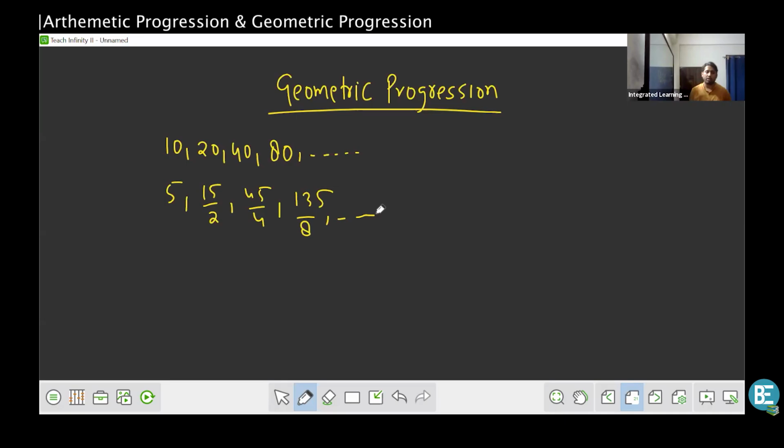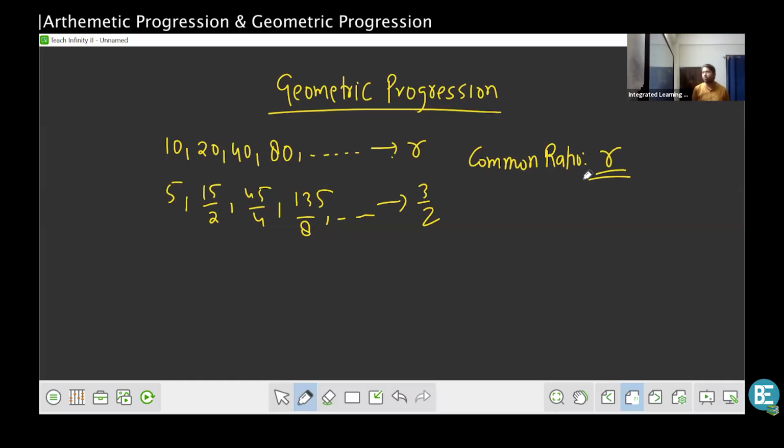So in AP, the difference is constant. In GP, the ratio is constant. So here we are getting that ratio 2. Here you will check, you will get 3 by 2. In AP, that fixed difference is known as common difference, and in GP, that fixed ratio is known as common ratio. And that common ratio is represented by r.